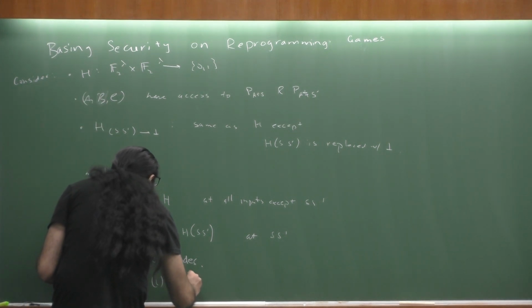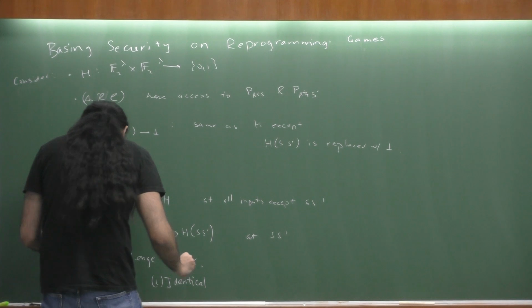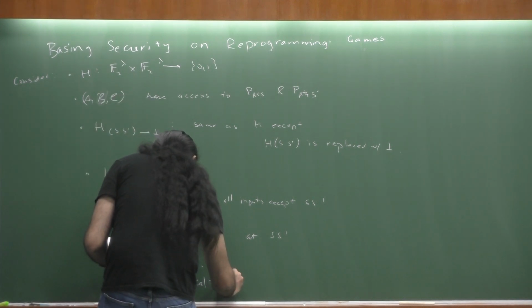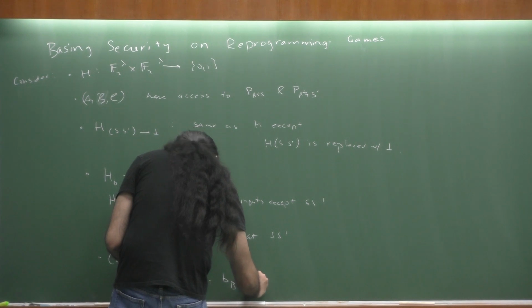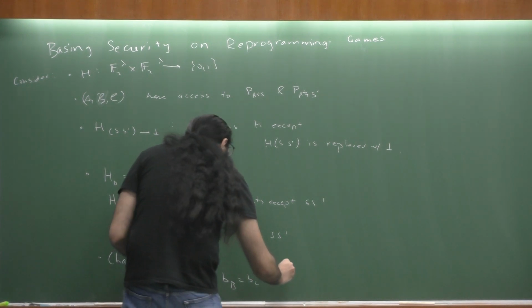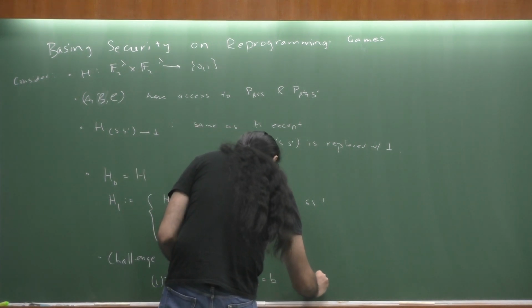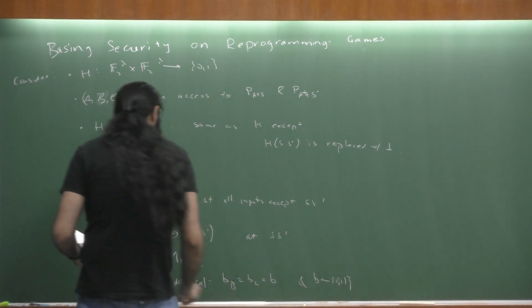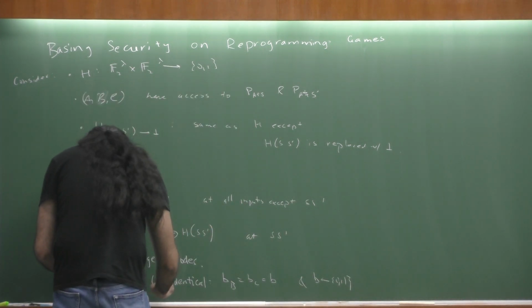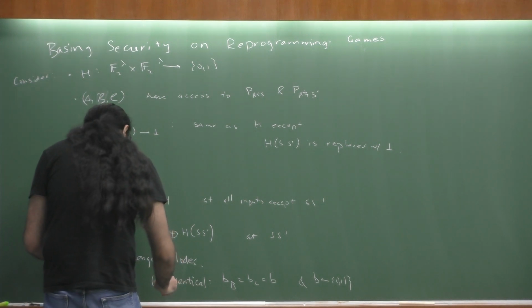Okay, it will become clear in just a second what is going on. So identical is that B sub B is the same as B sub C is the same as B. I'll tell you what these variables are in a second. And B is sampled uniformly at random.